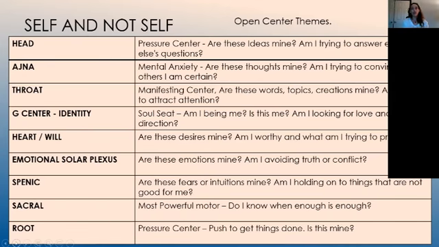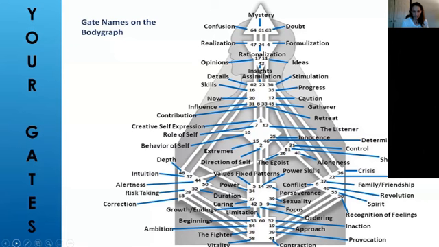Really quickly, when you look at your chart, there's numbers in every single center. Those are called your gates. Every gate has an influence or an energy to it. It goes along with the I-Ching and your DNA.